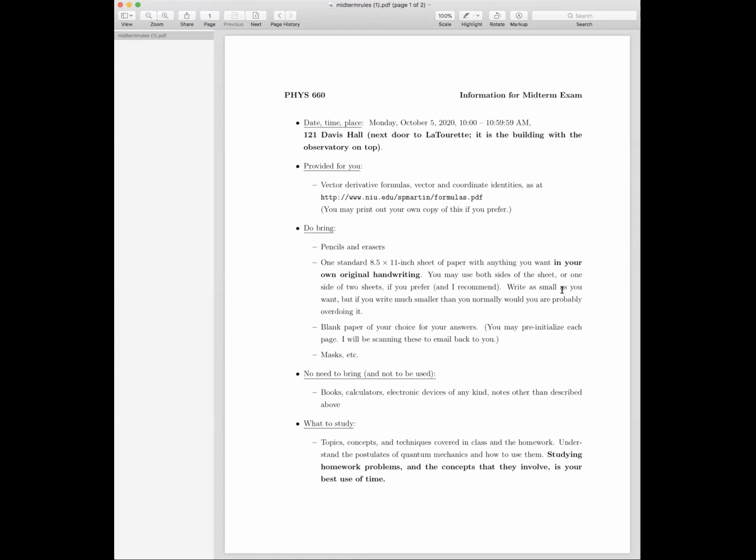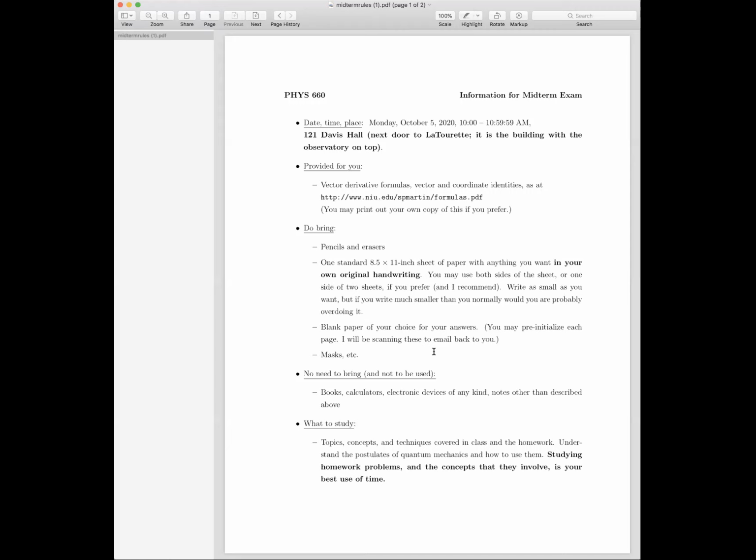You can use both sides of the sheet of paper, or actually I recommend that you just bring 2 pieces of paper with single-sided notes, anything you want. Also, you should bring blank paper of your choice for your answers. I don't recommend a blue book because I'm going to be scanning these in. So it's better if it's loose leaf, and even better if it doesn't have the raggedy edge that you get by ripping something out of a notebook.